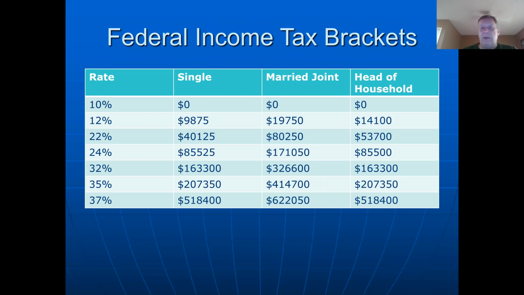So if someone says, well, I'm in the 24% tax bracket, that doesn't mean they're paying 24% on their entire income. They would only be paying 24% on the amount above $85,525 if they are a single taxpayer. That's what we call a graduated marginal tax bracket system.